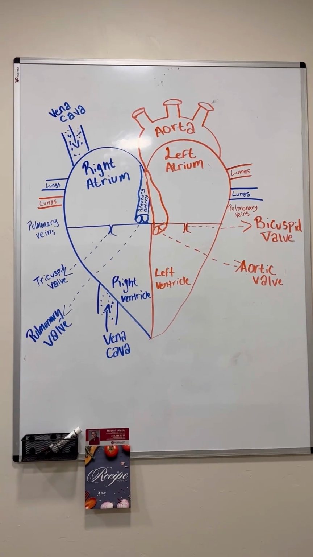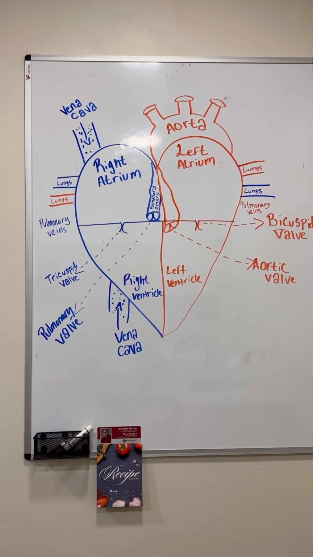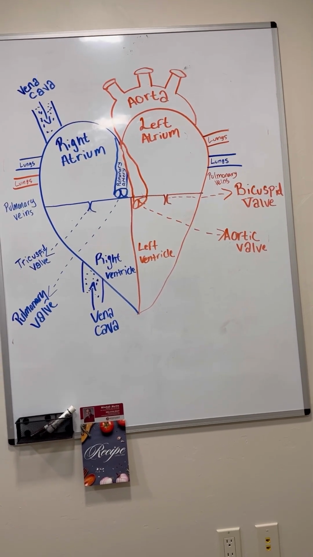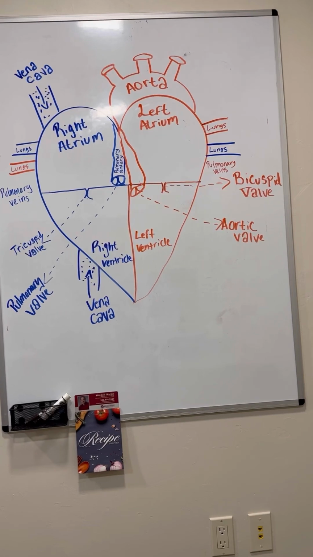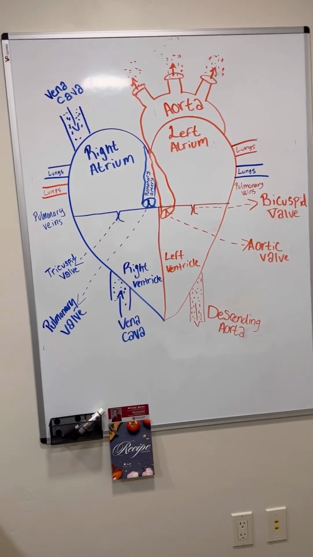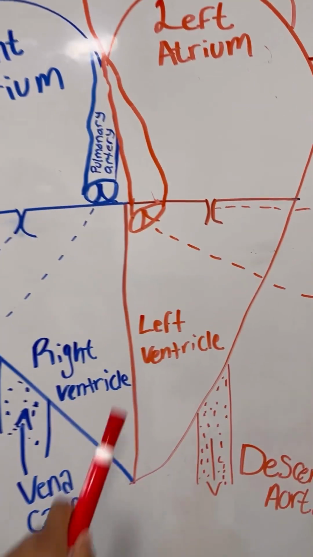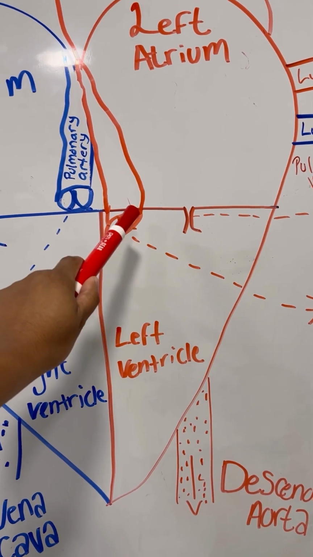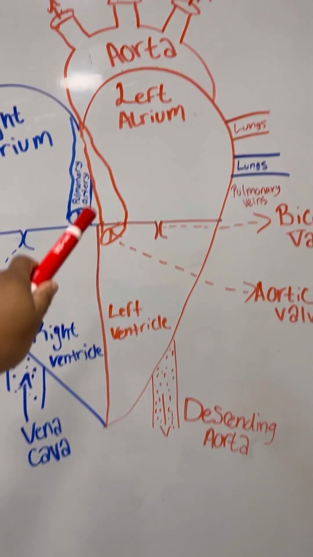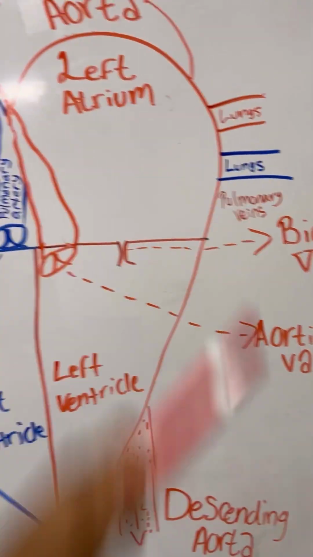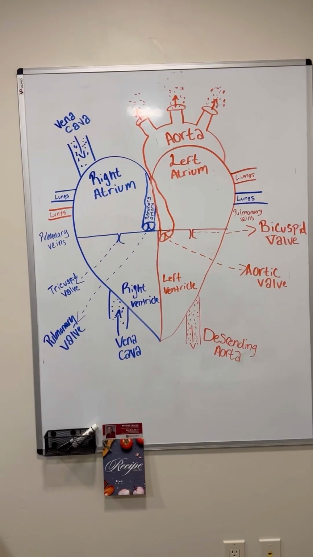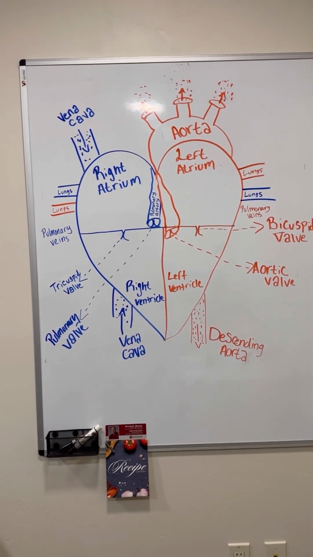From the left atrium, it will then go into the bicuspid valve. From the bicuspid valve, it will go down into the left ventricle. From the left ventricle, the now oxygenated blood will travel to our aortic valve. Once it passes through the aortic valve, it will enter into the aorta. And from the aorta, this is where our now oxygenated blood will travel to the rest of the body.